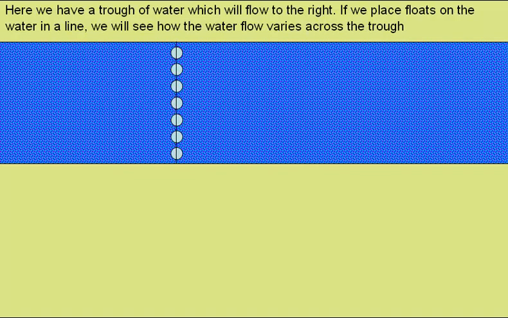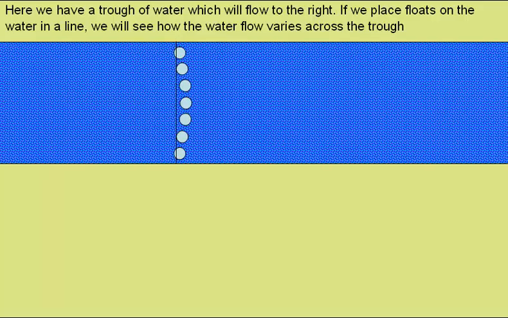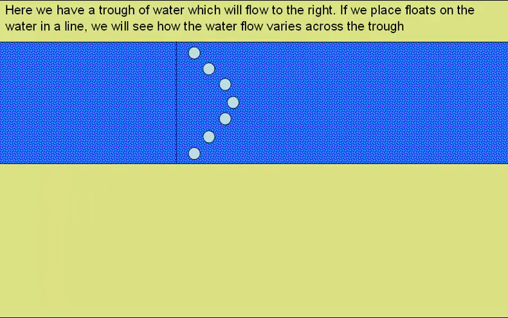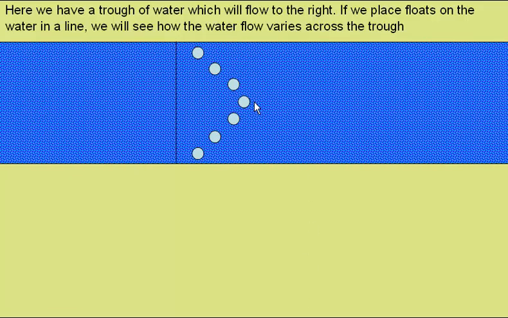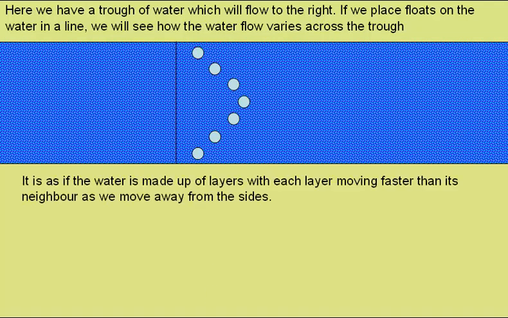Here we have a trough of water which will flow to the right. If we place floats on the water in a line, the blue circles here being the floats, we will see how the water flow varies across the trough. You see that the floats towards the centre, and therefore the water at the centre, is moving faster than the water at the sides. It is as if the water is made up of layers, with each layer moving faster than its neighbour as we move away from the sides and towards the centre of the trough.